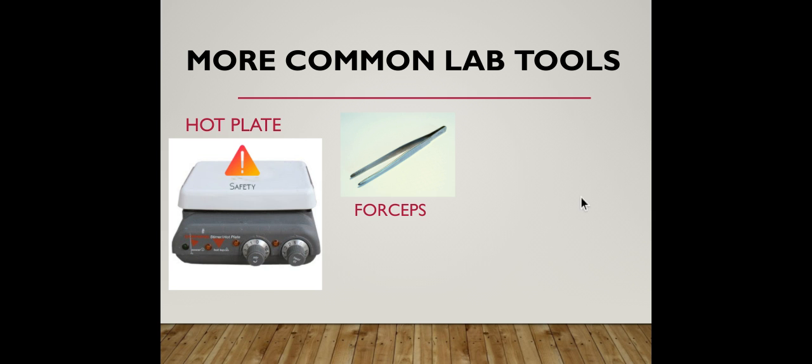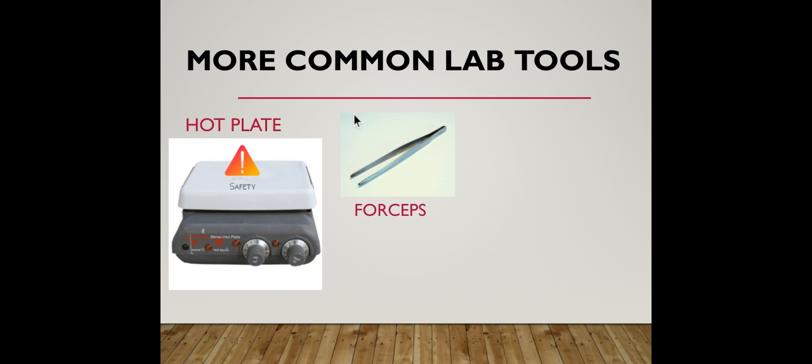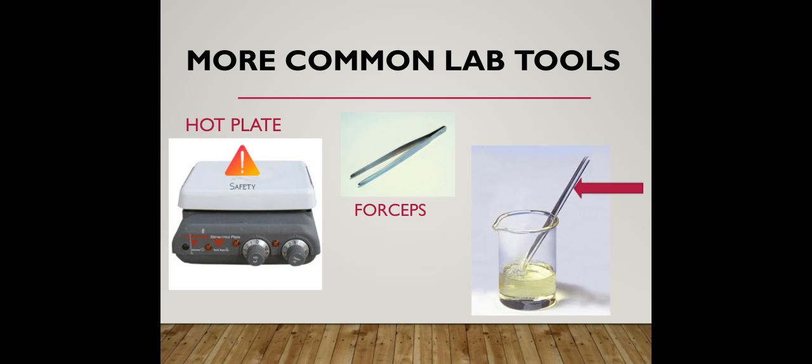There's also hot plates used to heat up beakers, Erlenmeyer flasks, hot water baths, whatever it might be. There are forceps in order to hold or move small items. And there are glass stirring rods used to mix chemicals. The reason they are glass is that some chemicals will react with the metal that is in metal spoons or stirring rods, but they do not react with glass.